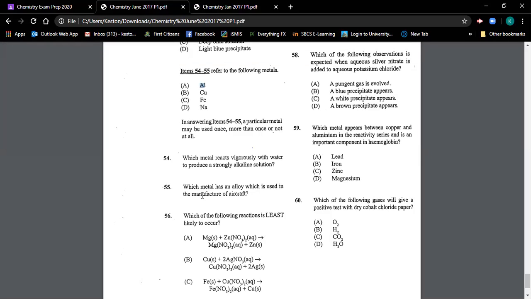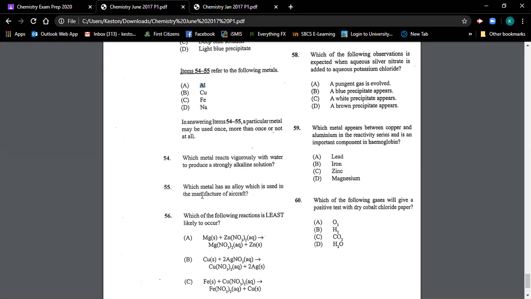All right, so in answering 44 to 45, a particular metal may be used once, more than once, or not at all. It's the same thing again. Which metal reacts vigorously with water to produce a strong alkaline solution? Anybody else? Vigorously with water is your key here. You're looking for the most reactive metal. So this is the reactivity series.